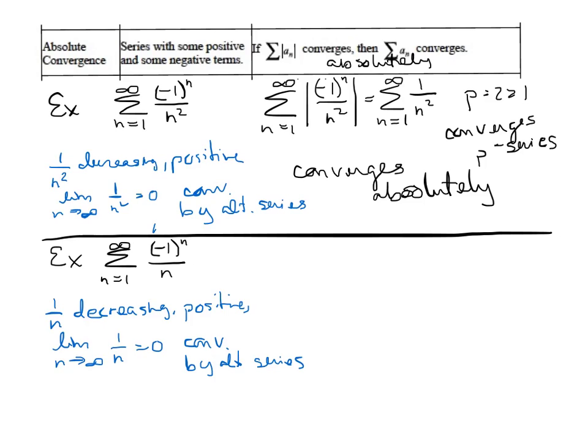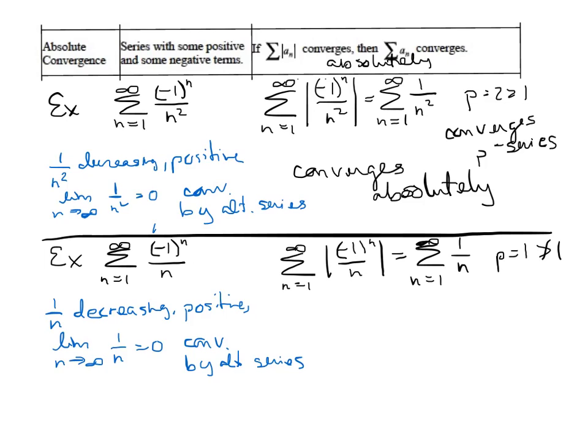But if you look at this absolute value, if we try to use absolute convergence, if we take the sum from n equals 1 to infinity of the absolute value of negative 1 to the n over n, that's the sum from n equals 1 to infinity of 1 over n, and in that one, p equals 1, which is not bigger than 1, and so that one diverges. And that's a divergent p-series.